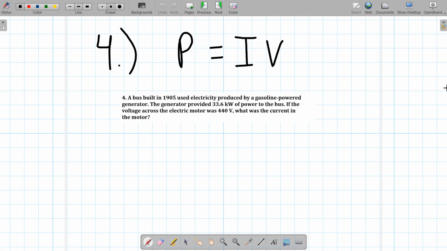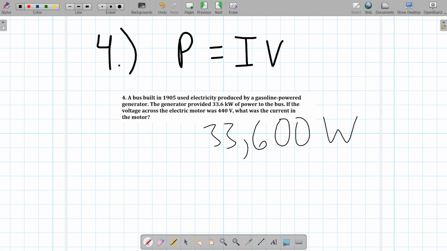The fourth one here says a bus built in 1905 used electricity produced by a gasoline powered generator. The generator provided 33.6 kilowatts of power to the bus. If the voltage across the electric motor was 440 volts, what was the current in the motor? Before we do this problem, we need to convert kilowatts to watts. Remember, there are 1,000 watts in 1 kilowatt. So if we have 33.6 kilowatts, that's the same thing as 33,600 watts.